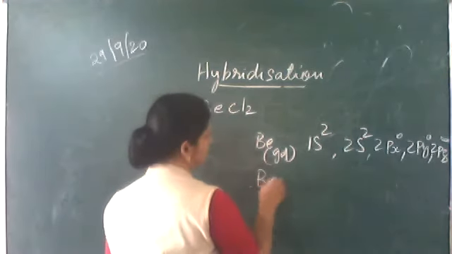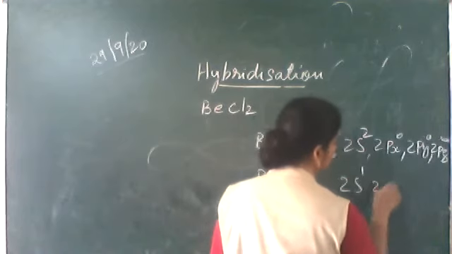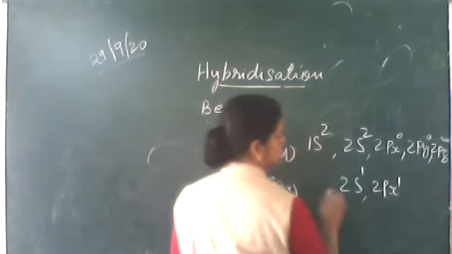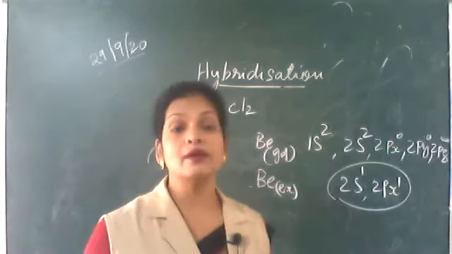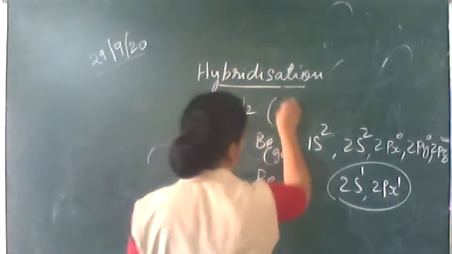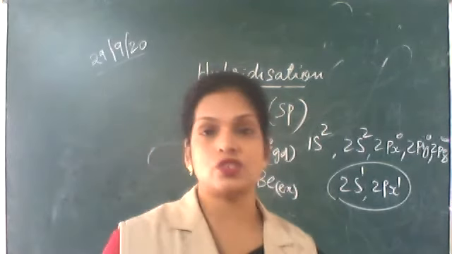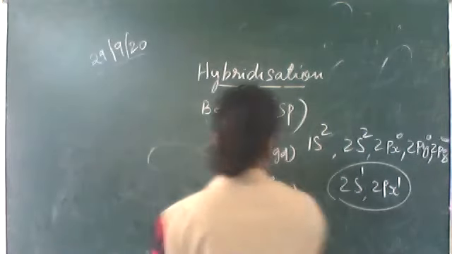So beryllium in the excited state, that is 2s1, 2px1, those are unpaired electron orbitals undergoing hybridization. We call that sp hybridization. So how many hybridized orbitals will be formed? Two hybridized orbitals will be formed.